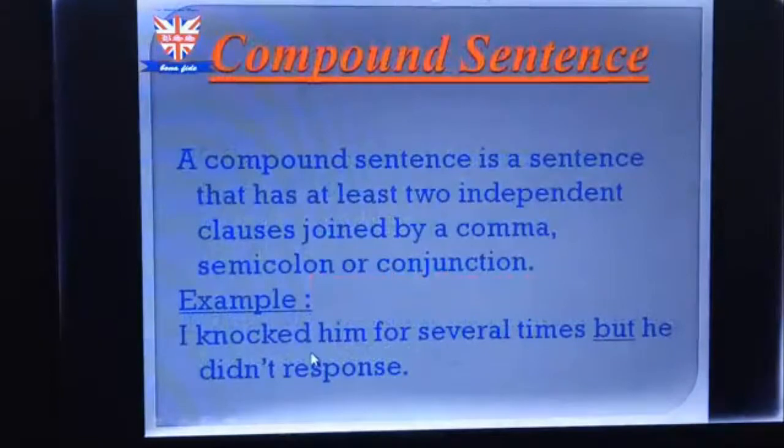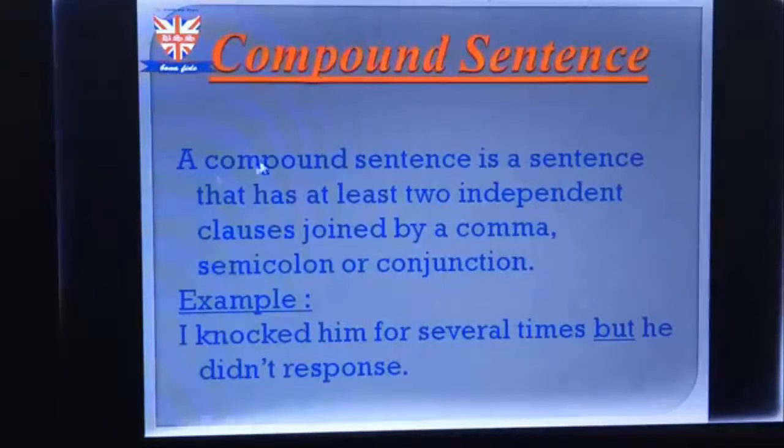Let's go for the compound sentence. It's also very easy. The difference between complex and compound is, complex has two parts, one part is complete and another one is incomplete. But a compound sentence also has two parts, but both of the parts are complete.